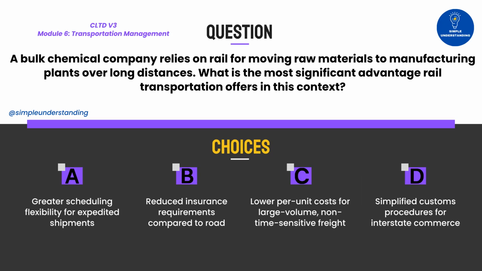Question 3. A bulk chemical company relies on rail for moving raw materials to manufacturing plants over long distances. What is the most significant advantage rail transportation offers in this context?